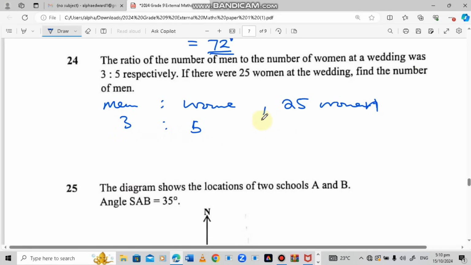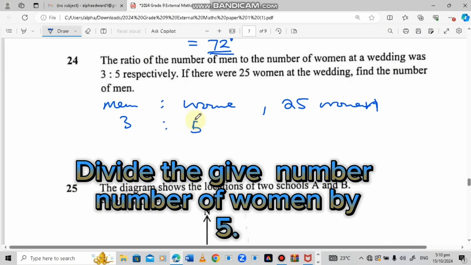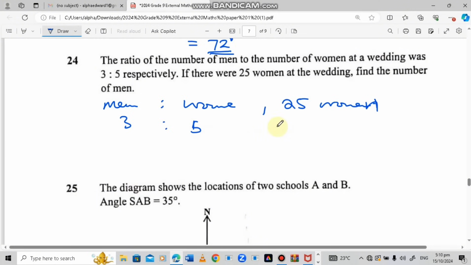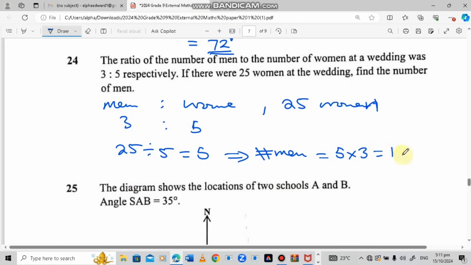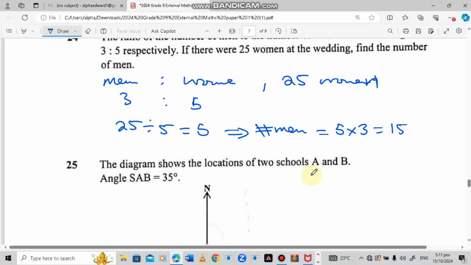To find the number of men, first of all, you need to divide the number of women by 5. So we are going to have 25 divided by 5, which is 5. Then the number of men is equal to this 5 times 3, which is 15. So there were 15 men at this wedding.